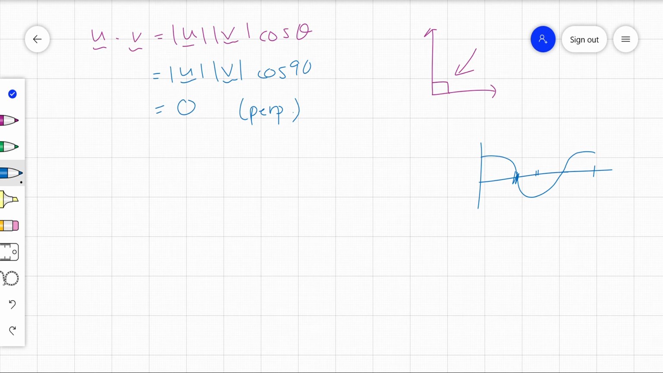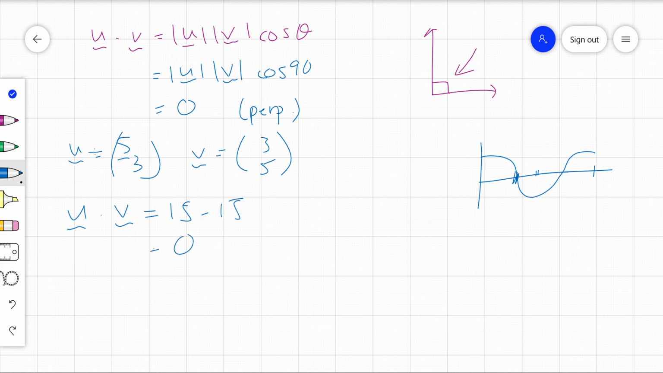So for example, if you had to show two vectors, let's say u equals (5, -3) and vector v is (3, 5). You can already tell, because of gradient, rise over run, that one's 5, -3 and the other one's 3, 5. So hopefully you can see that they would be perpendicular, but let's just have a look. If we do the dot product, we get 5 times 3 is 15, plus 5 times minus 3 is minus 15. And we get 0, therefore those vectors have to be perpendicular.